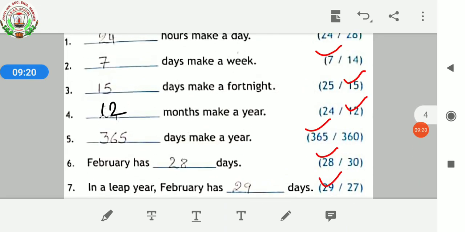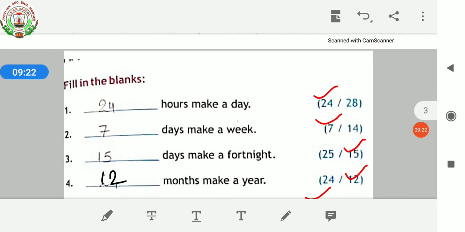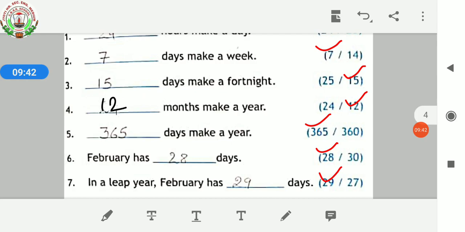So let us recap these fill-ups again. First one, dash hours make a day means 24 hours make a day. Second, dash days make a week means 7 days make a week. Third, dash days make a fortnight, so 15 days make a fortnight. Fourth, dash months make a year, so 12 months make a year. Fifth, dash days make a year, so 365 days make a year.